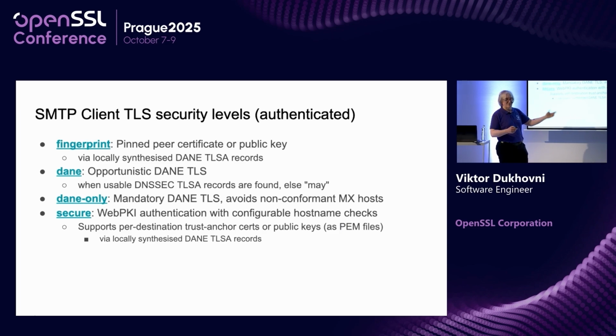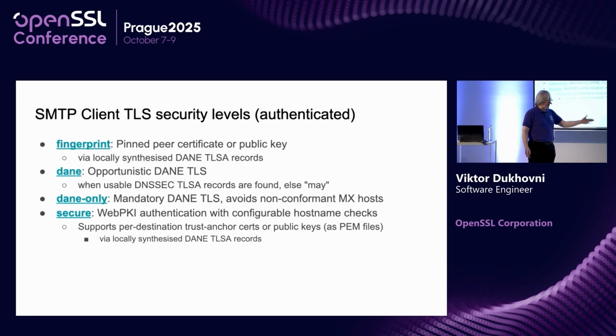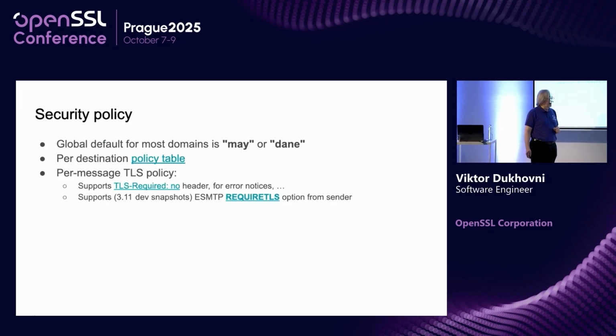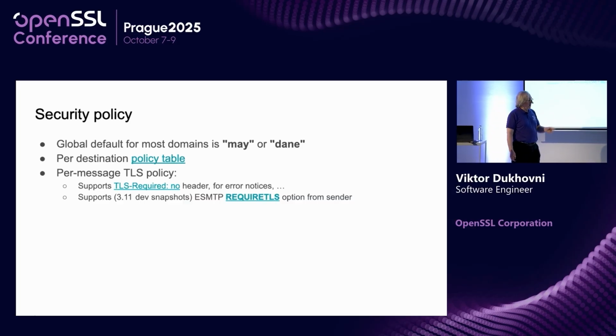So all of these various policies are supported with also additional parameter tweaks that can be looked up in the policy table. The global default for most domains is either may, or some sites enable DANE if they have a working DNSSEC infrastructure, and then they do DANE. Per destination policy. We also have a little bit of, I said earlier that the sender doesn't specify how a message is to be delivered with or without TLS.